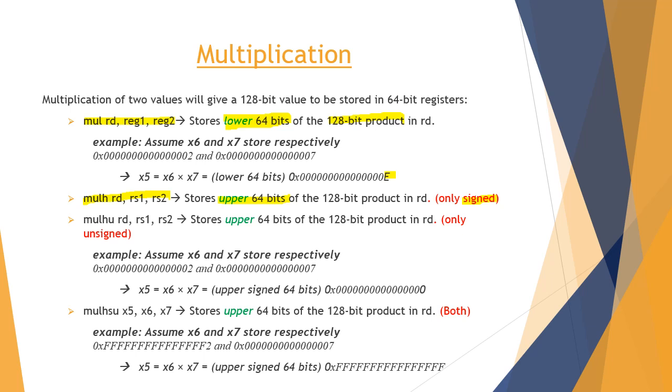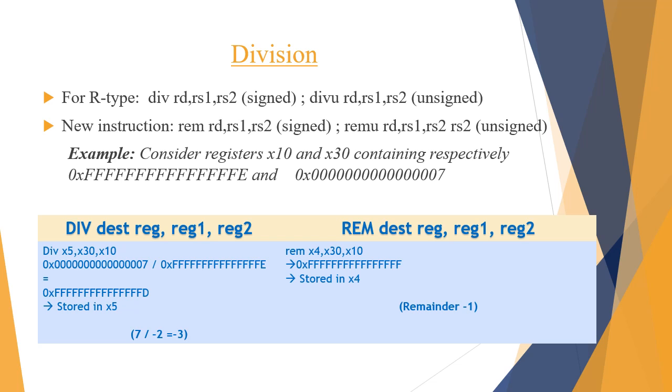Mul HU is the same one, but with unsigned. And we also have the mul HSU, which combines the both of them. So, assuming we have -2 and 7, multiplying them together will give us the upper 64 bits, which is -1, which is an F.